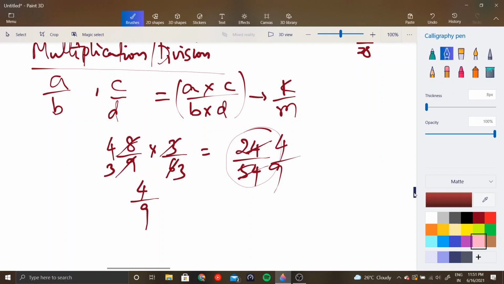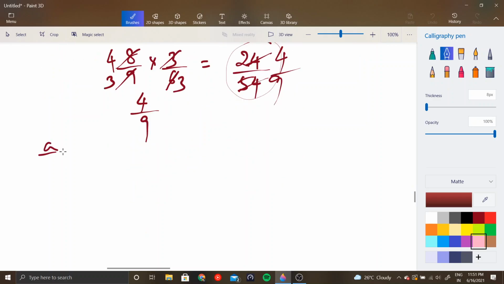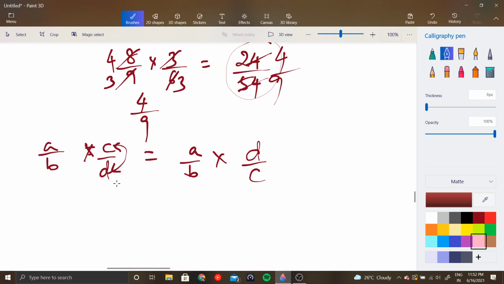Similarly, now when you are told to divide a by b divided by c by d, correct? When you are asked to do this, just multiply by the reciprocal of the second fraction, a by b into d by c, right? So in order to change this division into multiplication, just reciprocate these terms.